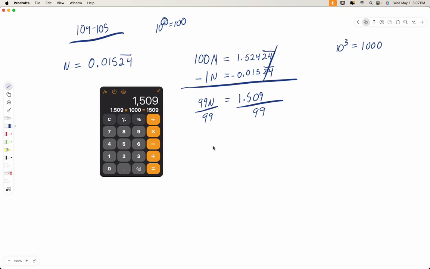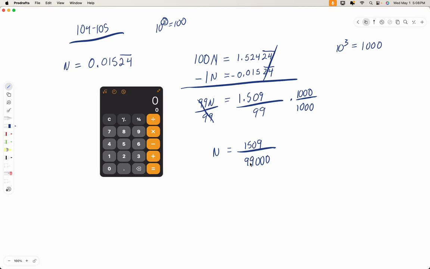So times 1,000 on the top. Now these cancel. We've already done this. n is equal to 1,509. And then we have to do the same thing on the bottom because we're multiplying the top and the bottom times 1,000. So that would be 99,000 on the bottom. So 1,509 on the top and 99,000 on the bottom.